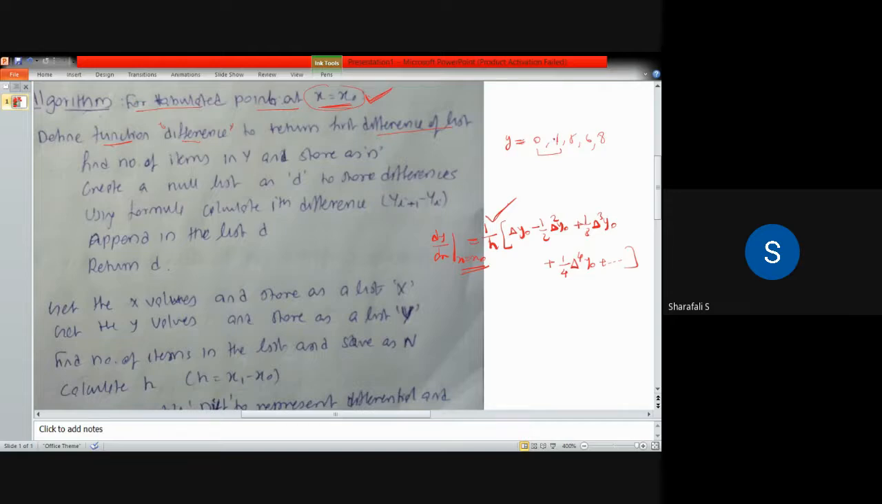second y value minus first y value. So that we have to calculate. Each time you have to calculate the difference between these y values. That will give you delta y0, right?